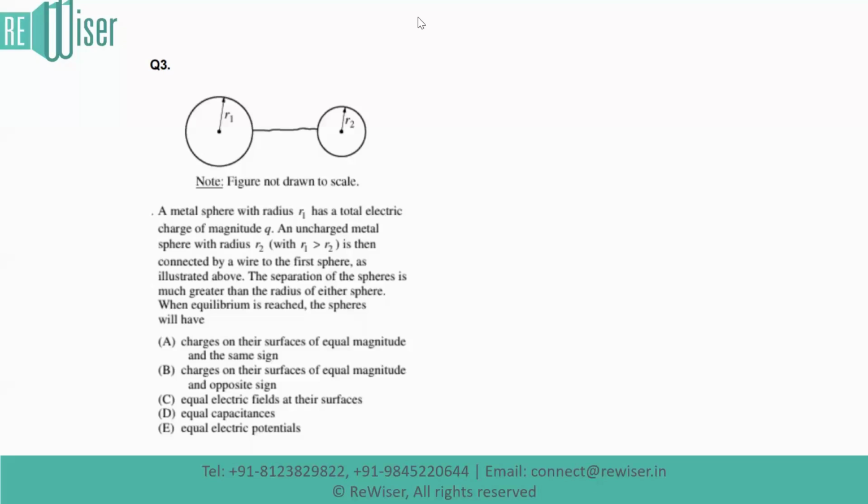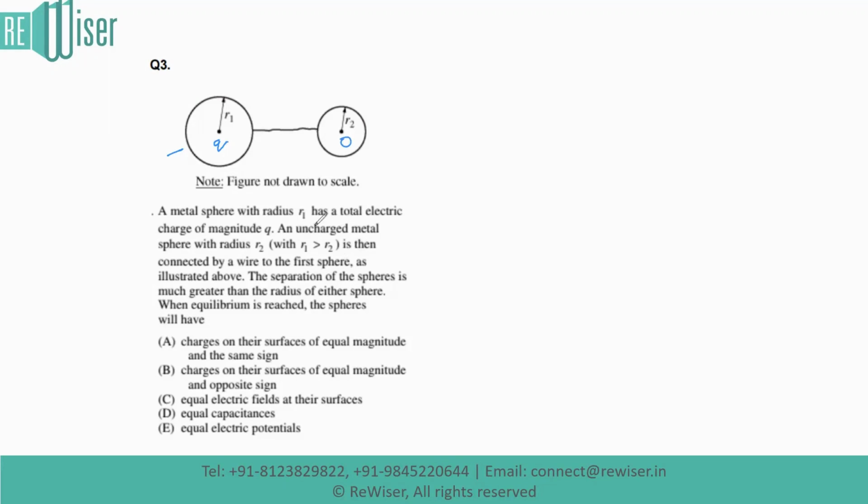Hello, as you can see in this question, it is asked that there are two spheres, as you can see here. A metal sphere with radius R1, this one, has a total electric charge of magnitude Q. So it has a charge of Q. An uncharged metal sphere with radius R2. This is uncharged, that means the charge is 0, with radius R2.